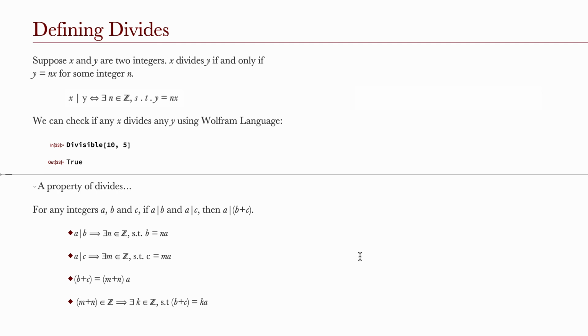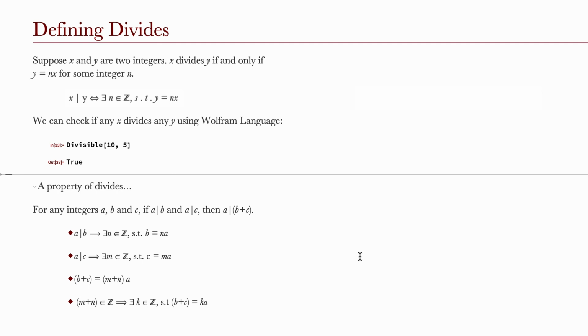If you're like me, this may seem a little bit unintuitive, but there's a really simple proof behind it. Take a divides b. That implies that there exists an integer n such that b is equal to na. Then, a divides c implies that there exists an integer m such that c is equal to ma. Combining both of these properties, we can write b plus c is equal to m times a plus n times a, which is (m plus n) times a.